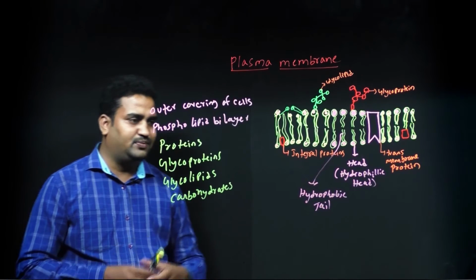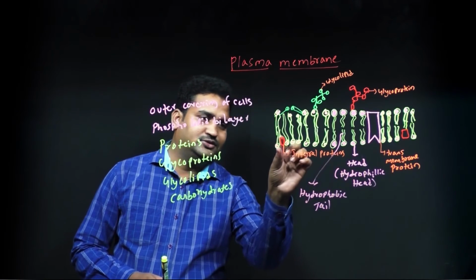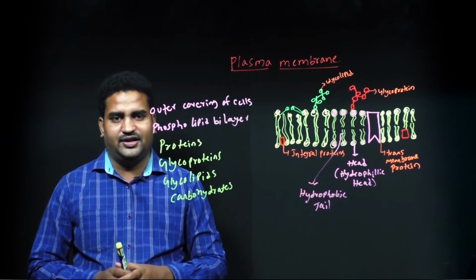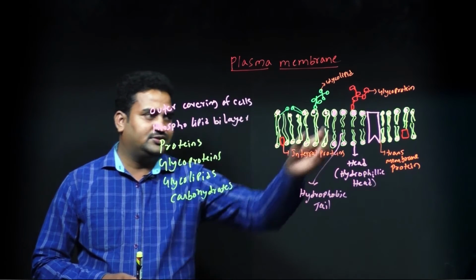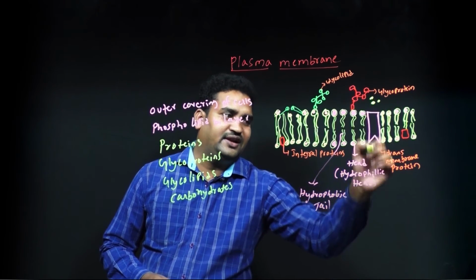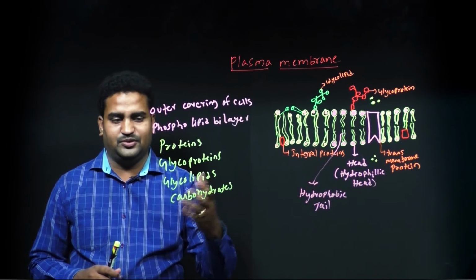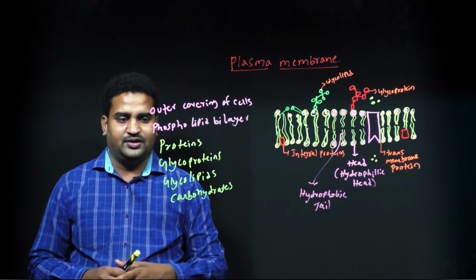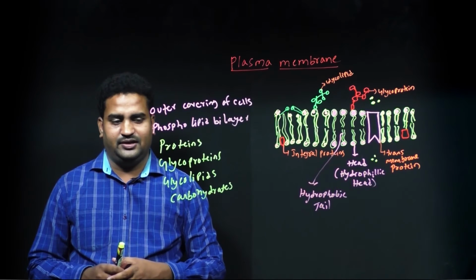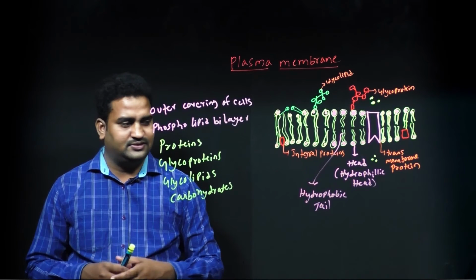Usually proteins in plasma membrane are of two types. One is integral protein. Integral proteins take part in the formation of the structure. Another one is transmembrane protein. These transmembrane proteins are helpful for the transportation of ions in and out of the cell. And glycoproteins and glycolipids take part in the formation of the plasma membrane structure, and carbohydrates are also buried in this structure.